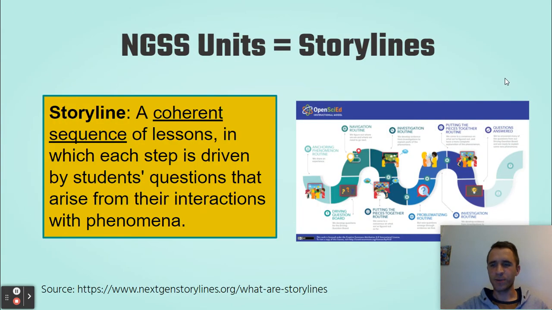So as you saw on the discussion board that you posted on, NGSS units are often referred to as storylines. A storyline is a coherent sequence of lessons in which each step is driven by students' questions that arise from their interactions with phenomena. So I think the key words in that definition are a coherent sequence, right? One activity or investigation leads to the next, which leads to the next, which leads to the next. I think the other important part is that it's always arising out of students' interactions with phenomena. So both the anchoring phenomenon and also the investigatory phenomena along the way.